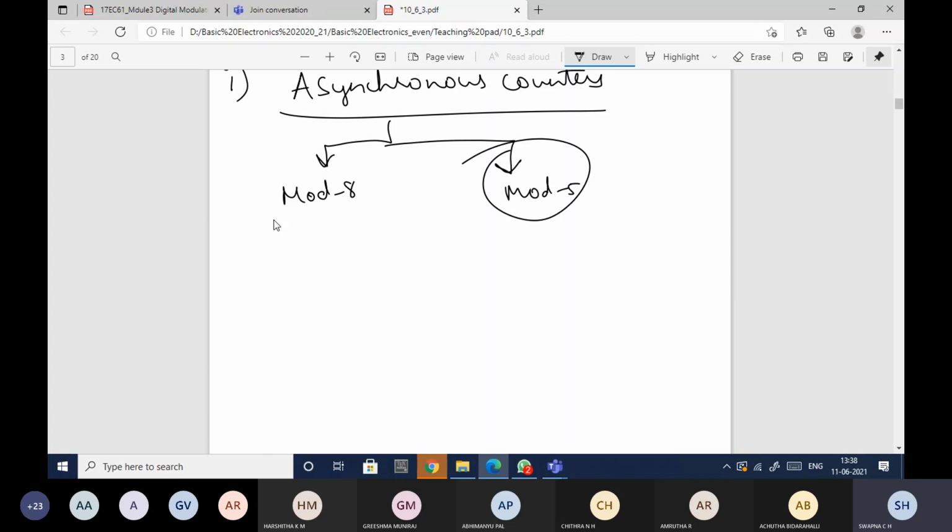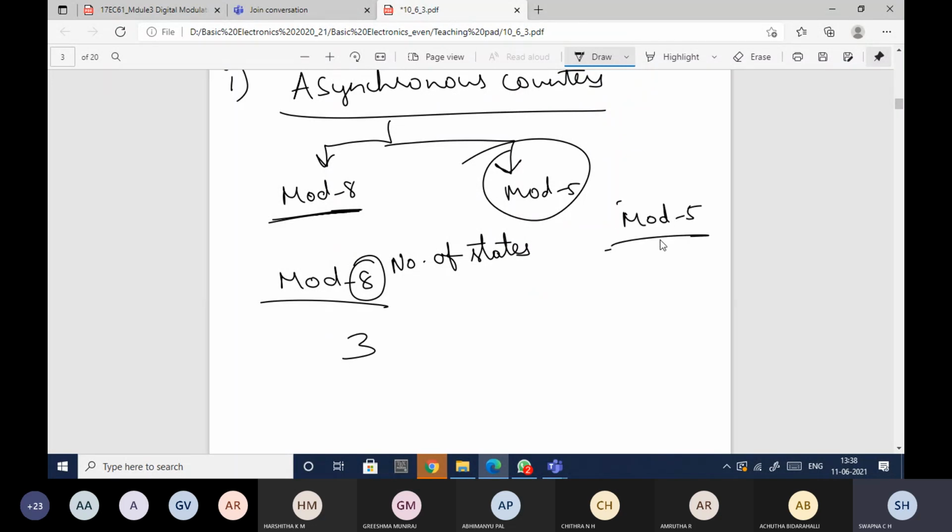Can you tell me how many flip-flops are required for a mod 8 counter? Mod 8 indicates the number of states, the number of states that it has to count. So, 3. In the same way, mod 5 counter.